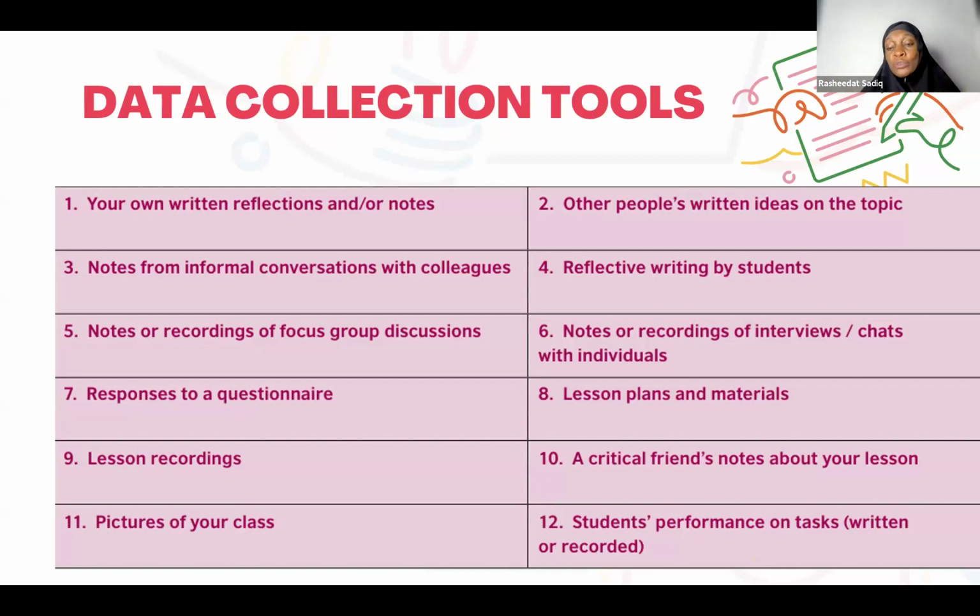Then, of course, you could also look into students' performances on tasks. That is a bit related to the normal quantitative data that we're used to. Okay, how many people scored above 70? Did the scores improve? What is the average score? What is the highest score, the lowest score? Things like that. All of that are some of the data that we can collect and the tools that we can use to collect them.